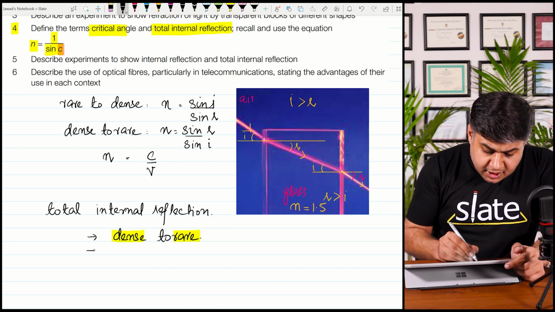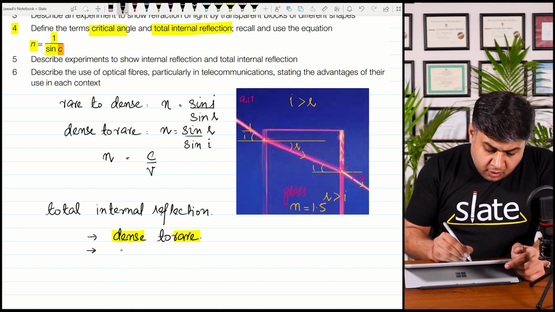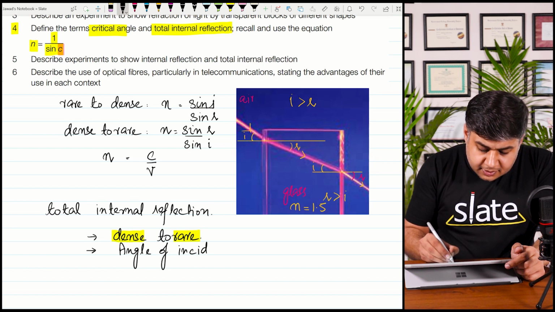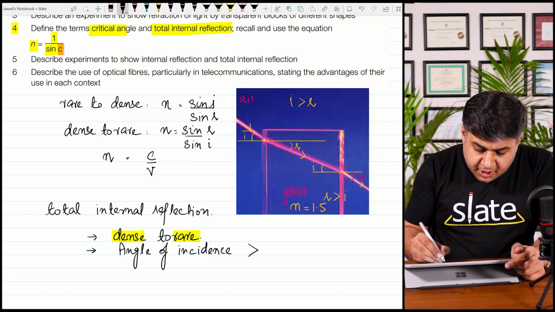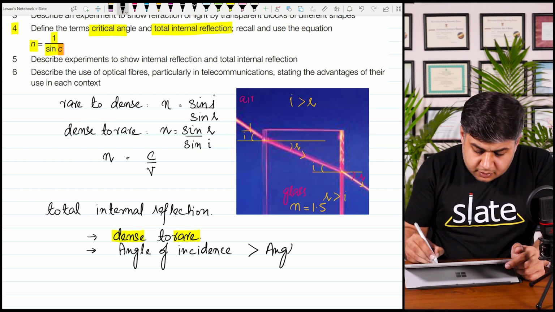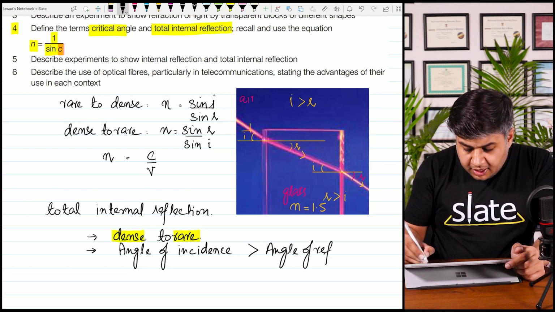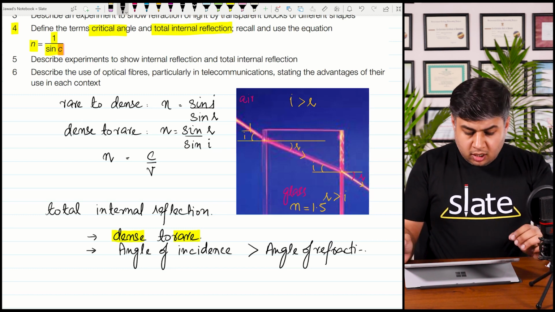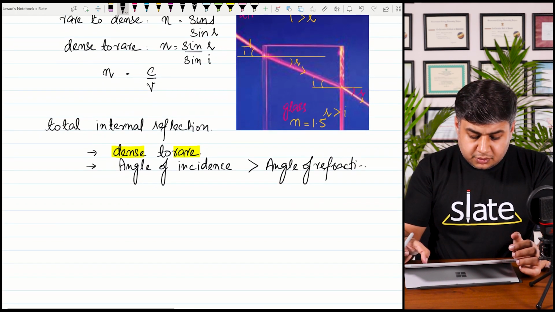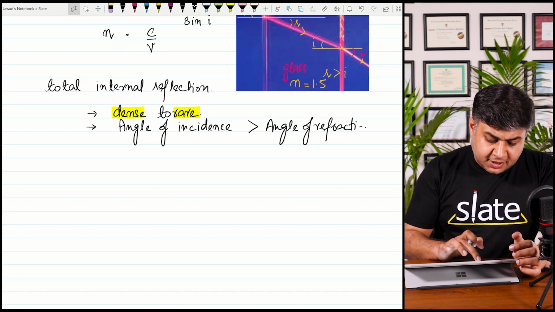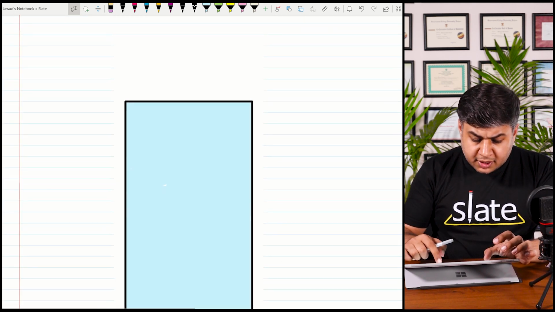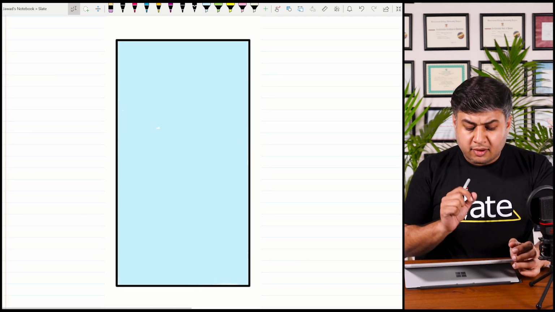And the second condition is the angle of incidence must be greater than angle of refraction. Angle of incidence must be greater than angle of refraction. So, आपके सामने मैं एक ग्लास ब्लॉक ऐड करता हूं. This glass block will help us to understand the phenomena of total internal reflection.